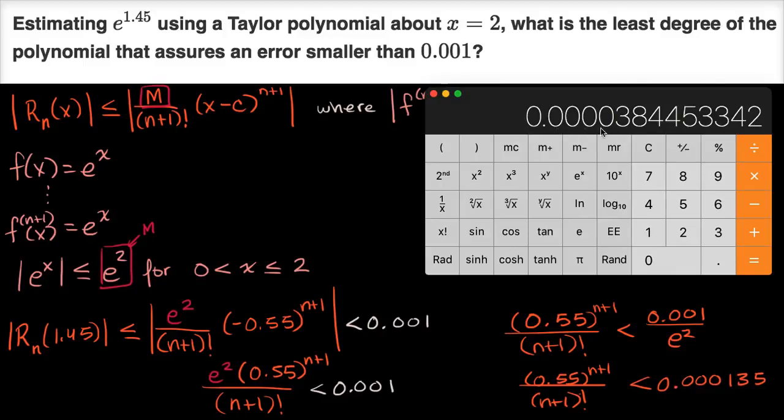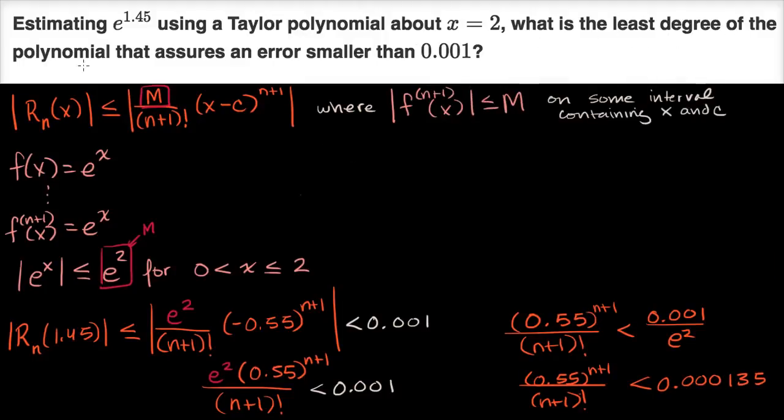We got 4 zeros before this 3 after the decimal. Here we only have 3. So when n equals 5, it got us sufficiently low enough. This remainder is going to be sufficiently low. It's going to be less than this value right over here. So what is the least degree of the polynomial that assures an error smaller than 1,000th? The answer is 5. If n is 5, we're definitely going to be under this.